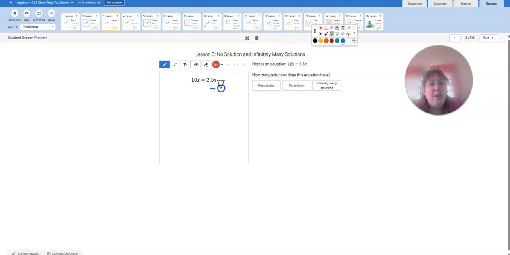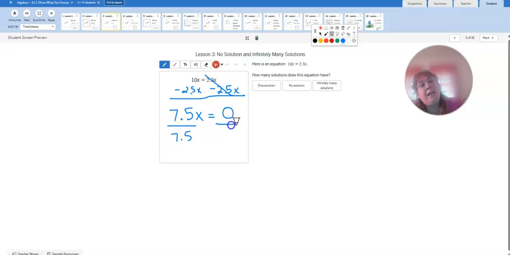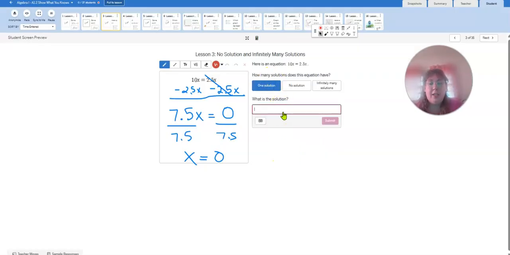So we can move this 2.5x to the other side. And then we get 10x minus 2.5x is 7.5x. 10 minus 2 is 8, minus another 0.5 is 7.5, and that equals 0. Divide both sides by that 7.5, and we get x equals 0. So this is one solution, and our solution is x equals 0. Beautiful. Go ahead to the next slide.